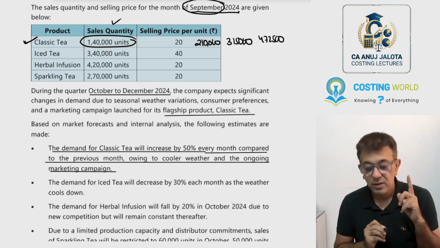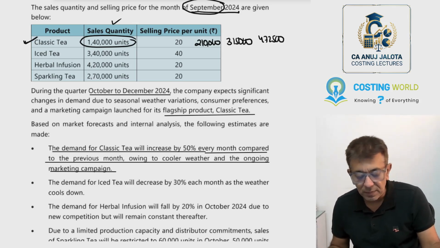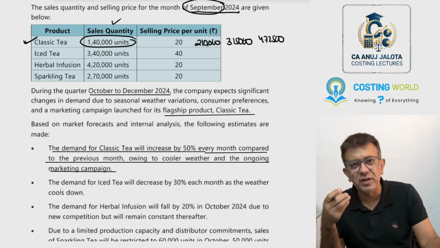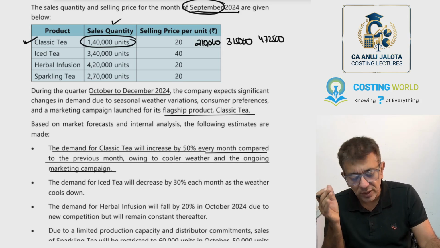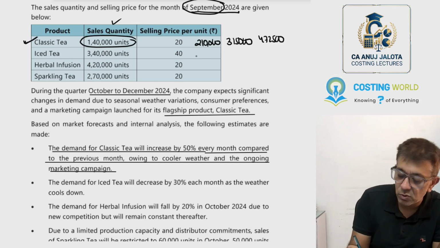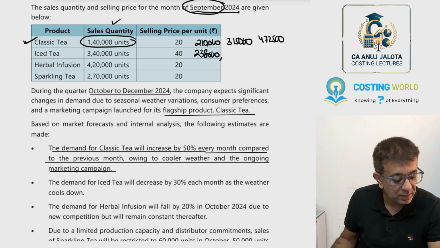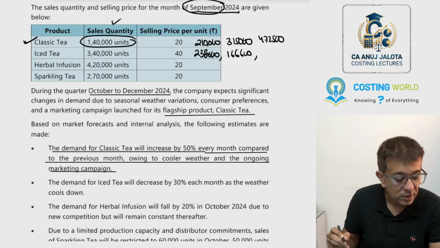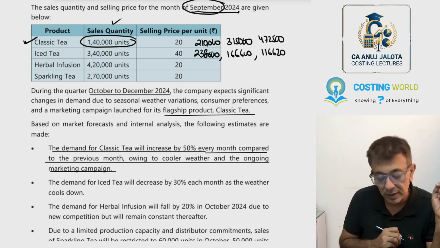4,72,500. Okay, done. Second, the demand for iced tea will be decreasing by 30% each month as the weather cools down. Of course, during October, November, December it will be the winter season, so at that time people will not like to drink much iced tea. It will fall by 30% each month. So 3,40,000 less 30% is 2,38,000. Less 30% is 1,66,600. Less 30% is 1,16,620.